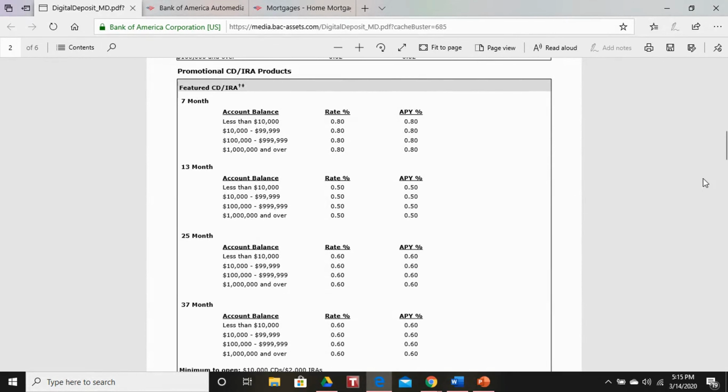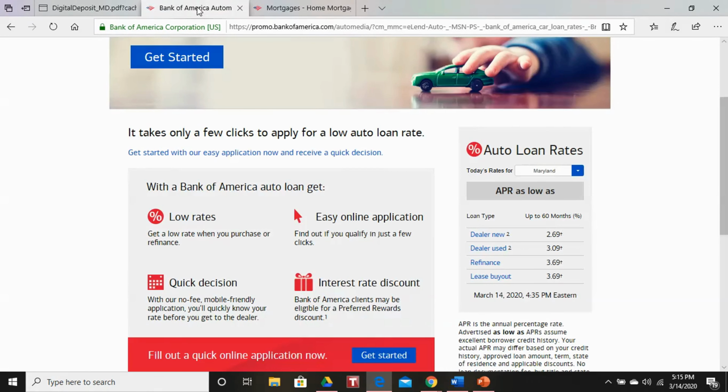If we look on this page, which is the CD rates that Bank of America was going to pay us if we put our money in a 7-month CD, they were going to pay us 0.8%, which basically would amount to $1,008.03 at the end of the year. So our money would have made $8.03 at the end of the year. Not working very hard at all. We're not making much off of that at all. But we see that Bank of America is going to turn around and charge their best retail clients 2.69% on a new car.